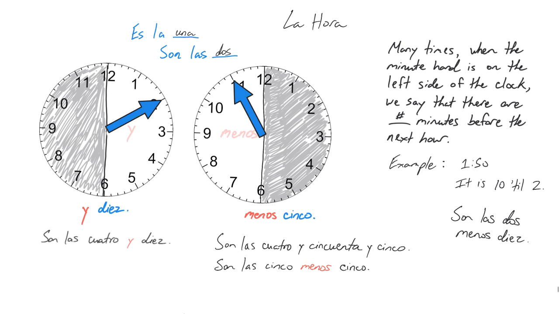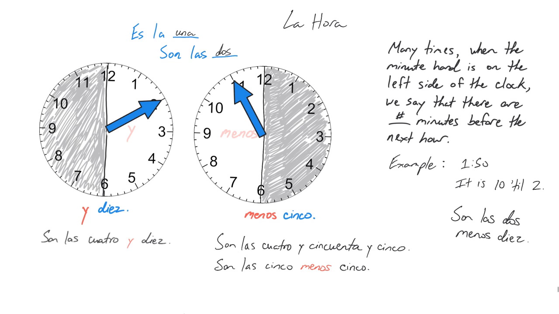Now let's look at the clock on the right. The minute hand is on the left side of the clock. Just like in English, there are two ways that we can say what time it is. First, we can say the actual hour and the actual minutes. It is 4:55. If we go this approach, then nothing changes in Spanish. We still use the word y between the hours and the minutes. Son las cuatro y 55.